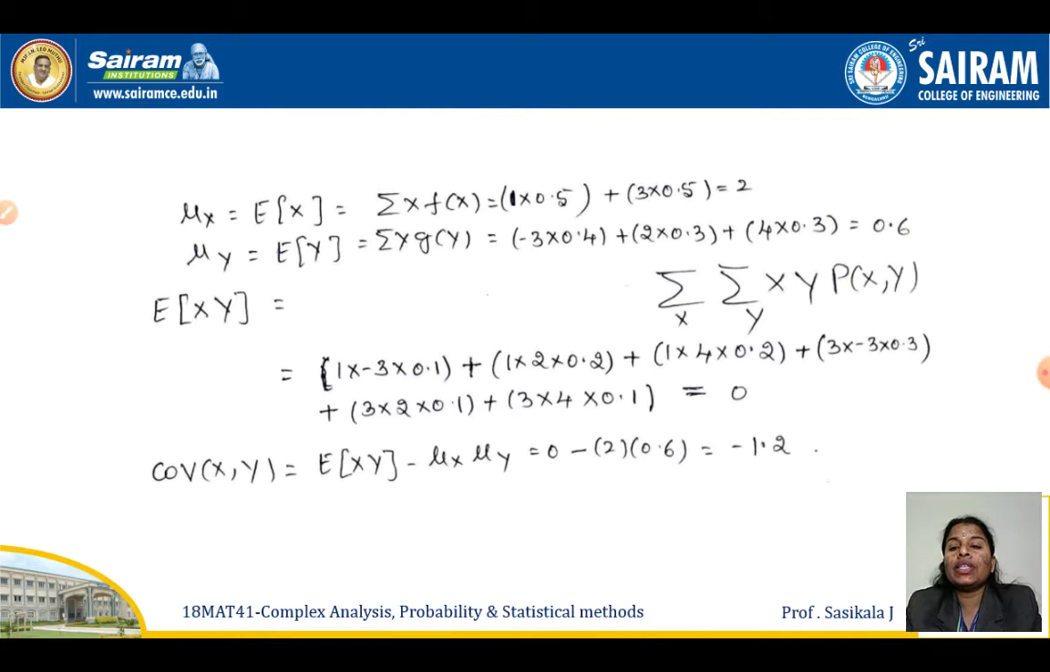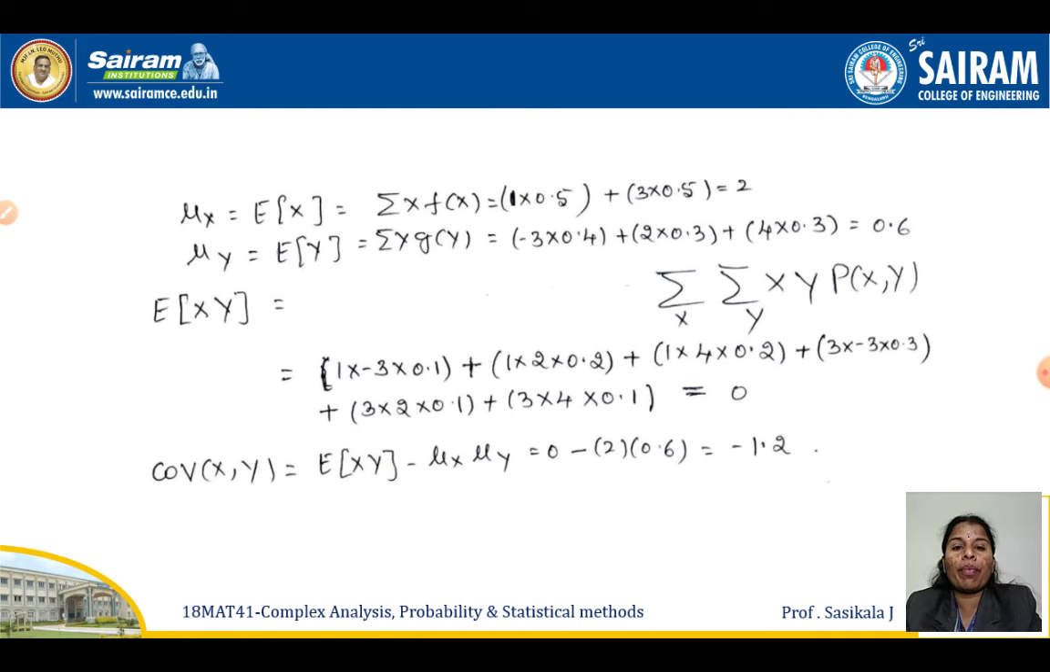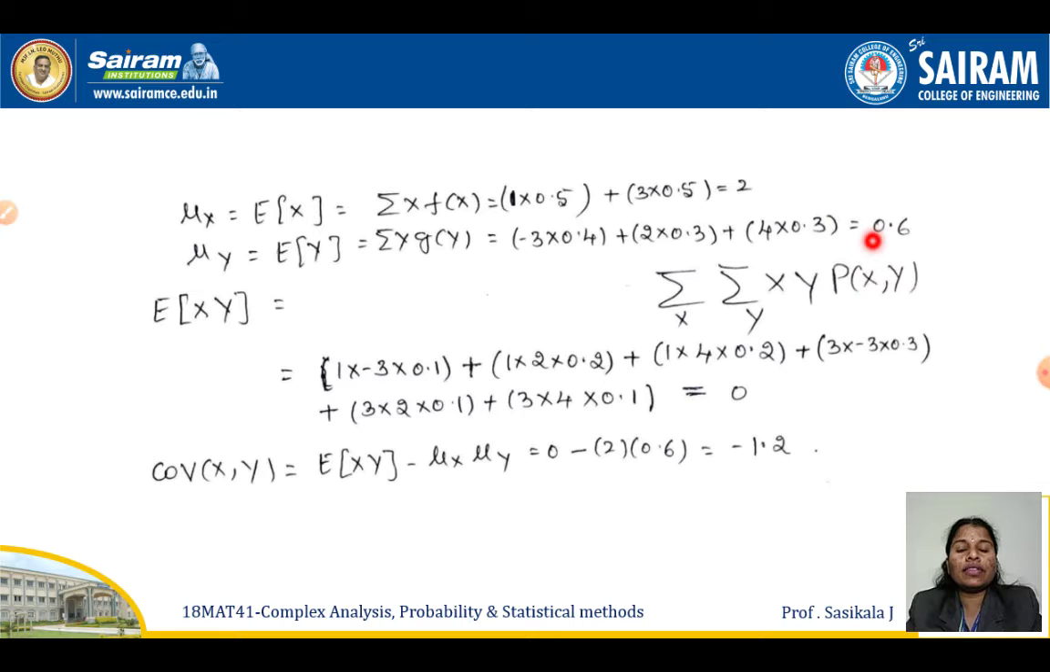Now you can go with the expectation of x and the expectation of y, as required to find the covariance of x and y. Mu x is nothing but the mean of x, which is the expectation of x. So it is the summation of x into f of x. The individual x value is to be multiplied with the f of x value and you have to add them, right? 1 into 0.5 plus 3 into 0.5 will give 2. Similarly, the expectation of y: minus 3 into 0.4 plus 2 into 0.3 plus 4 into 0.3. It will give 0.6.